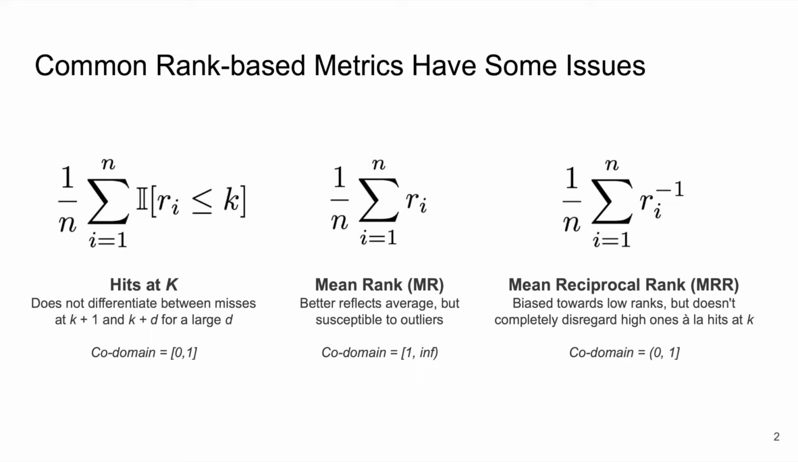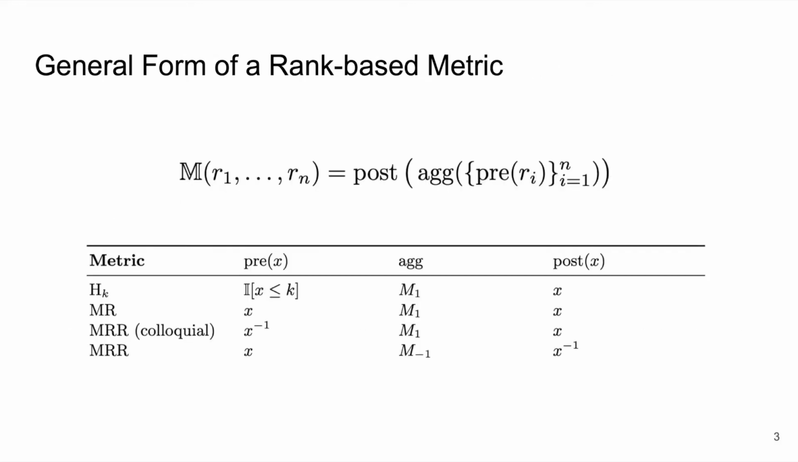And finally, the mean reciprocal rank applies the inverse to each rank before taking the average. It's biased more towards smaller ranks and doesn't completely regard the bigger ones, like hits at k. So despite their ubiquity, there didn't already exist a theoretical framework for formulating these metrics that could help us reason about their different advantages and disadvantages.